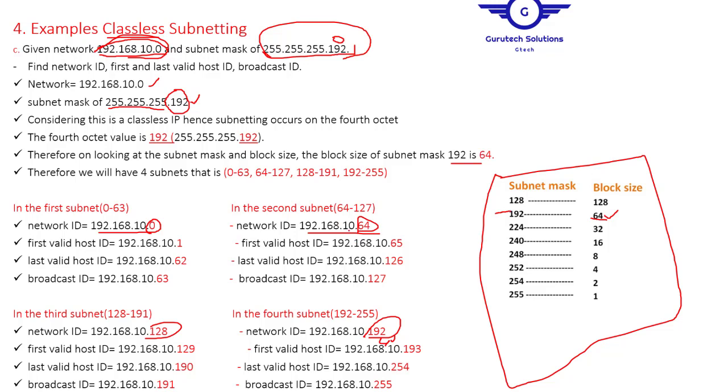If the network ID of the second subnet is 64, then the broadcast ID on the first subnet should be 63, because it's the last step before the next subnet. If the broadcast ID under the first subnet is 63, then the last valid host ID under the first subnet should be 62. It's quite easy to understand, but a bit confusing, you know. If you start the case scenarios, I believe you will understand them better.